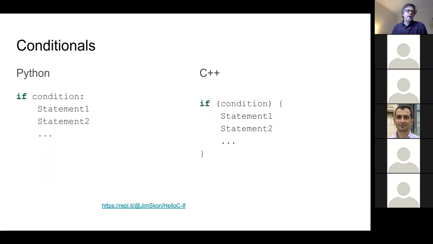Conditionals, right? In Python, we can say if and a condition, colon, and then we can have a group of statements. In C++, we say if. We have to put the condition always in parentheses. And then we put the statements inside of these braces. The statements do not have to be indented, but we should indent them, okay?